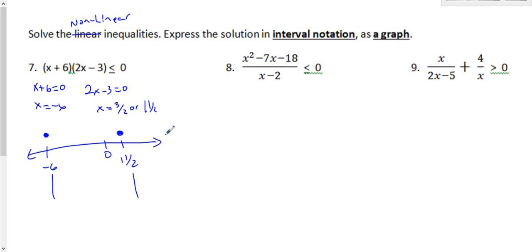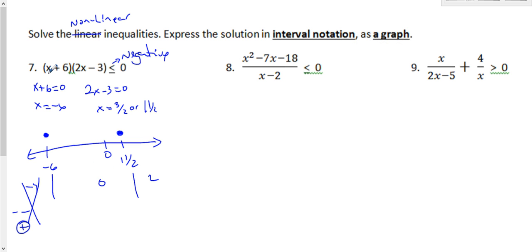This breaks up the number line into 3 sections. Our test points will be -7, 0, and 2. When we plug in -7, x plus 6 is a negative number. -7 times 2 is -14, minus 3 is another negative number, and two negatives make a positive. We need a negative value for our answer, so we do not want anything left of the -6.